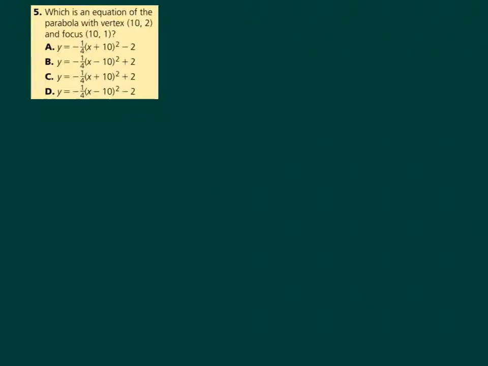So, here, this problem, multiple choice, and not a particularly difficult multiple choice, which is an equation of the parabola with vertex 10, 2 and focus 10, 1. Start by seeing, is the vertex enough to get an answer? If the vertex is 10, 2, then it should be x minus 10 here, and it should be plus 2 here. So that one's wrong. C is wrong, and D is wrong. So just looking at the vertex, you can figure out that the choice is B.